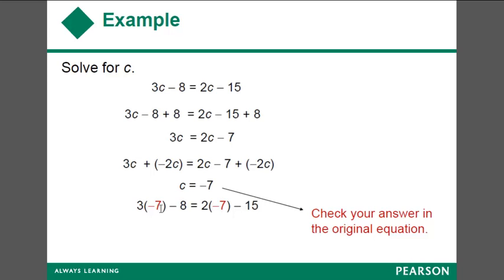So I have 3 times a negative 7 minus 8. Does that equal 2 times negative 7 minus 15? Well, 3 times negative 7 is equal to negative 21 minus 8. 2 times negative 7 is equal to negative 14 minus 15. Negative 21 minus 8 is negative 29. Negative 14 minus 15 is negative 29. Negative 29 does equal negative 29. Therefore, c equals negative 7 is my solution. It did check out.